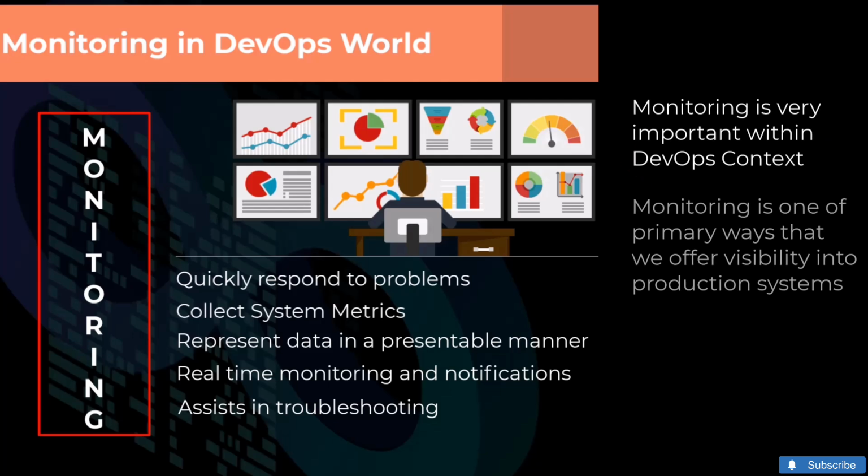Monitoring is very important within the DevOps context. Monitoring is one of the primary ways that we offer visibility into the production systems across various teams, not just the operations team, but also the development team. Good monitoring tools give us useful data that can be used by both developers and operations people to understand the performance of code in production and potentially do optimizations to improve the performance.